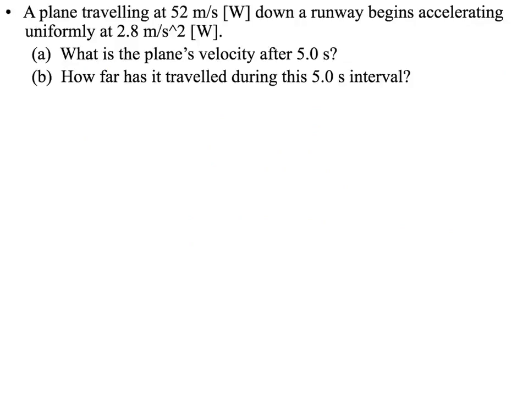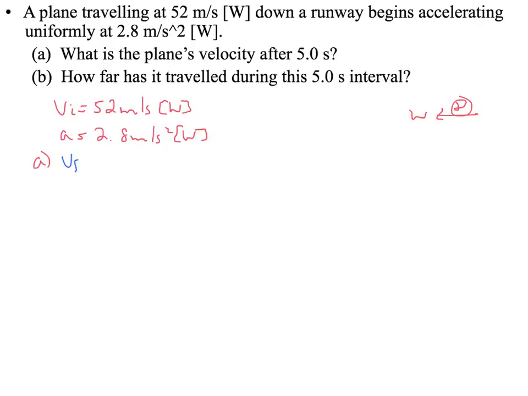A plane traveling at 52 meters per second west, so VI is 52 meters per second west, down a runway begins accelerating uniformly at 2.8 meters per second squared west. Since we are talking about west, we'll call west positive to make our life a lot easier. The question asks, what is the plane's velocity? So VF is the question, when t equals 5 seconds.